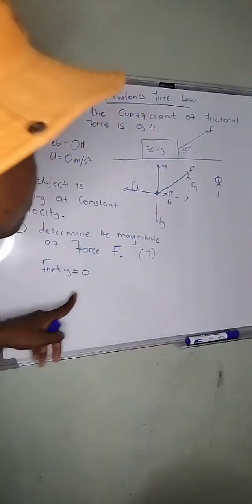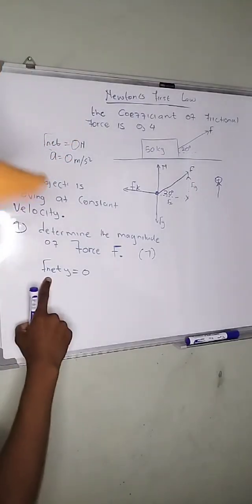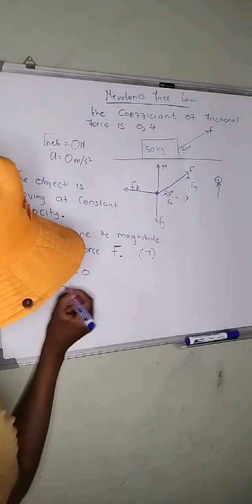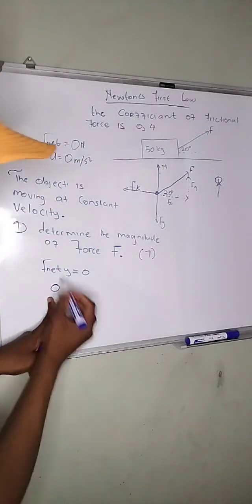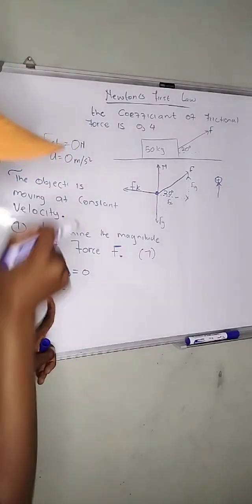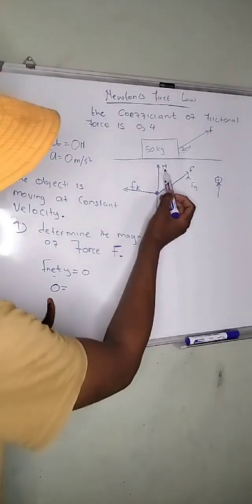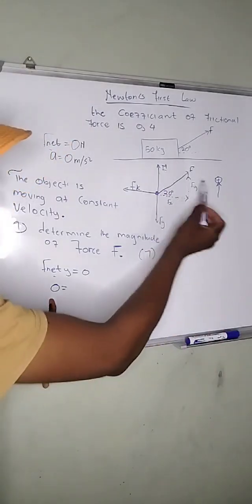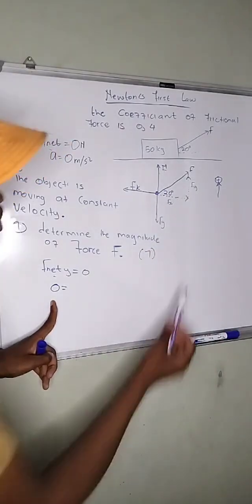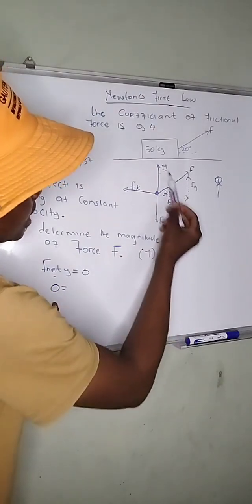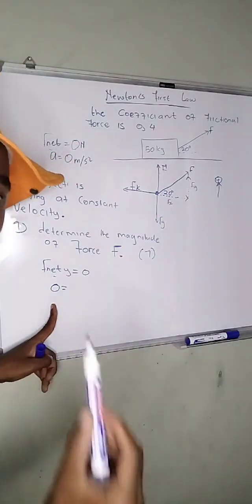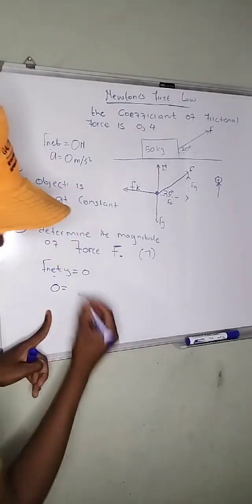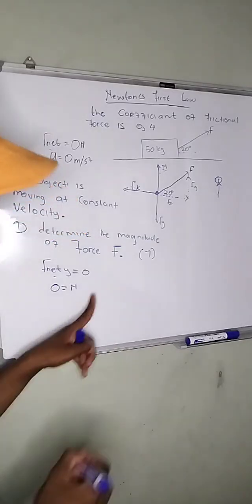I'm taking upwards as positive. Since my sum of Fy is equal to 0, I'm going to put 0 on my left hand side. So is my normal going to be positive or negative, according to my direction of choice and the direction of the normal? It's going to be positive, right?